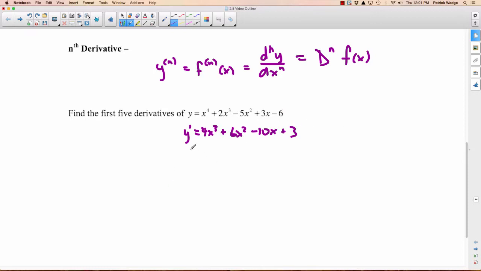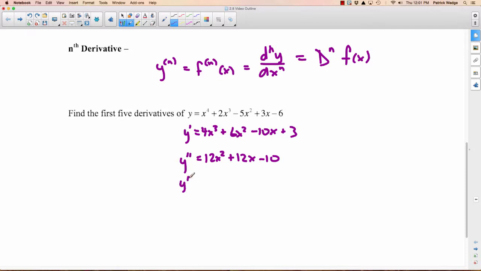Okay, now since we got the first derivative, we want to take the second derivative. How do you do that? You take the derivative of the first derivative. And how do we do that? Power rule again. Bring the 3 down, you get 12x squared. Bring the 2 down, you get 12x. Bring the 1 down, negative 10. This is a constant, so that just equals 0. Okay, that's the second derivative.